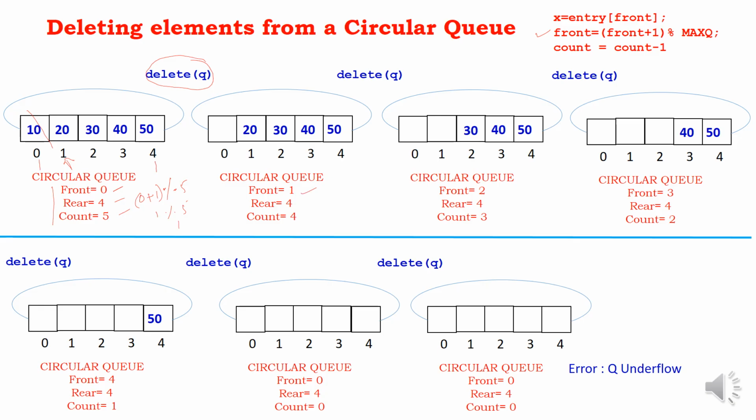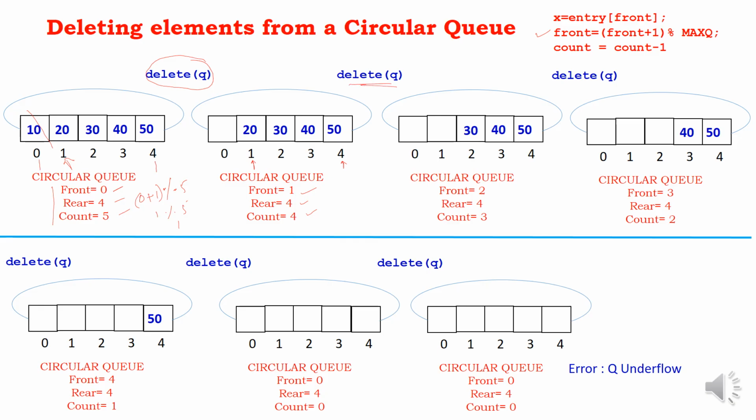See, after deleting the first element, 1 is the position of front. I'm not changing the position of rear. Rear remains 4, but the count of elements is reduced. So count is reduced by 1. Count is now 4.